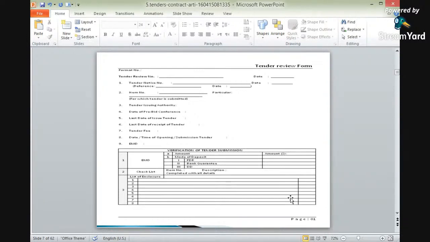There is a sample of the tender form in which the format number is to be mentioned here. The tender number is to be mentioned, along with the date and the tender notice number. The tender notice will be published in the government newspapers, and the number of that tender notice is to be mentioned in this tender form along with the date.